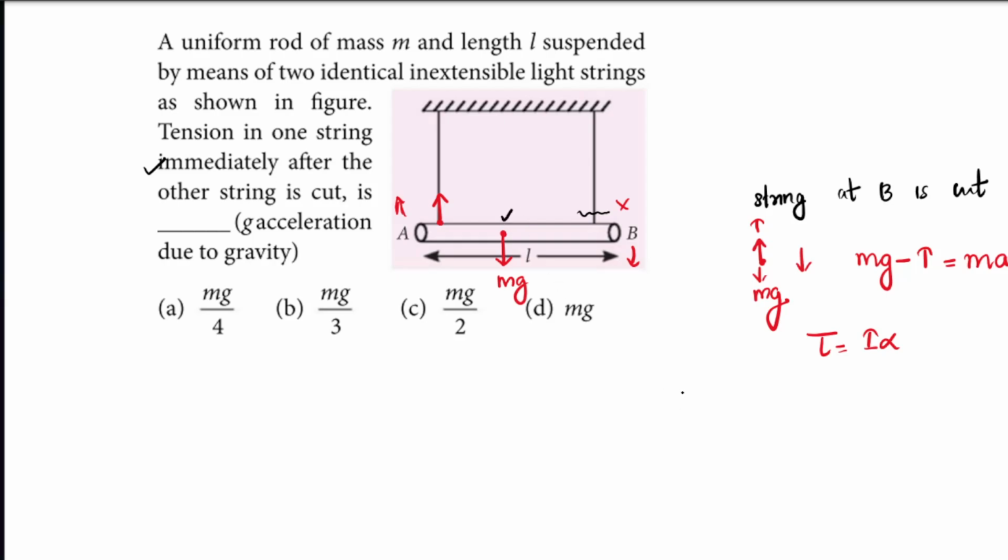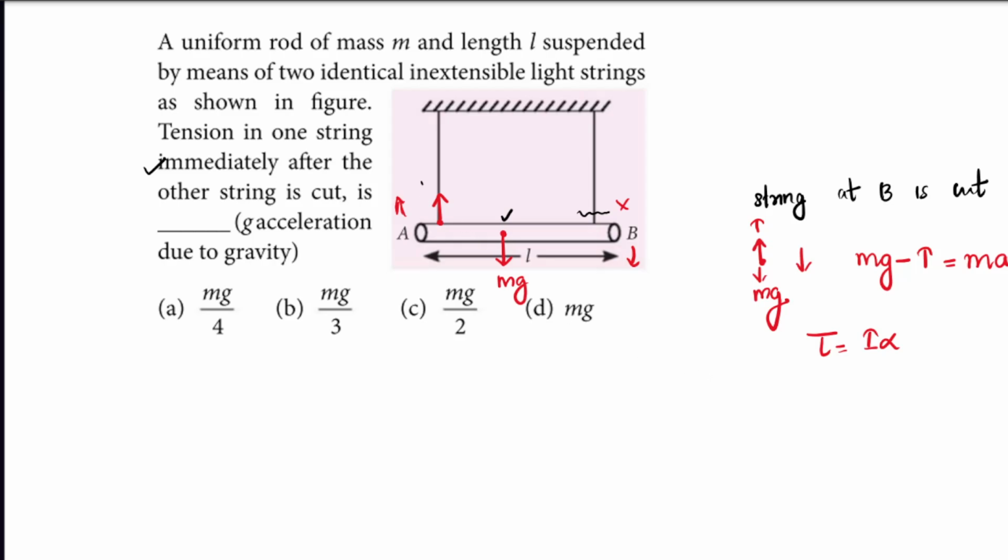So what are the forces acting about the center of mass? Currently, we know only two forces are acting. mg is acting as well as the tension in the upward direction. Since mg is acting on the axis of rotation we have considered, the torque due to mg will be zero.